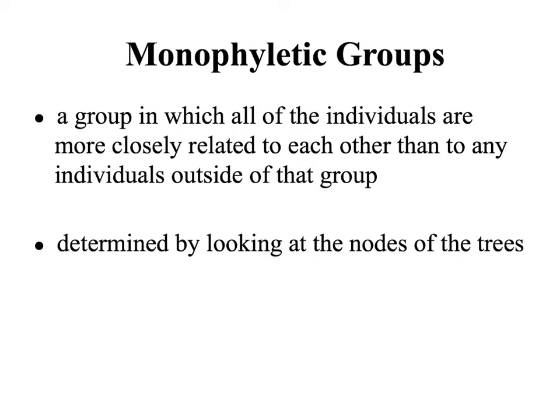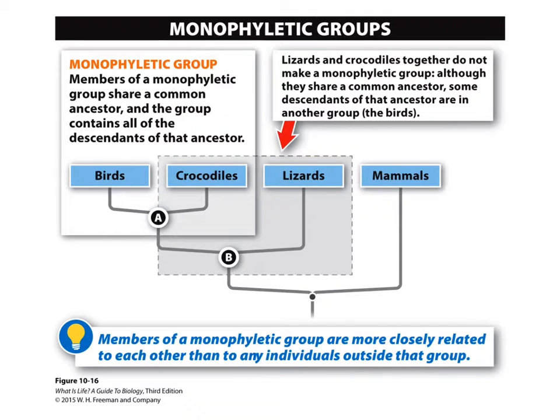groups. A monophyletic group is a group in which all individuals are closely related to each other, and they're more closely related to each other than to any other outside group. This means that when we place these organisms onto a phylogenetic tree, a monophyletic group will include a common ancestor and all the descendants branching off of it. Here's an example. We can see that birds and crocodiles are a monophyletic grouping. We can include common ancestor A, birds and crocs, and have everything that branches off of it.